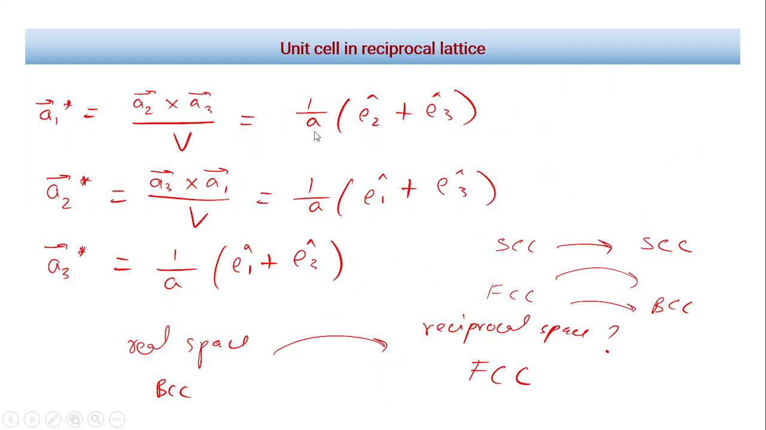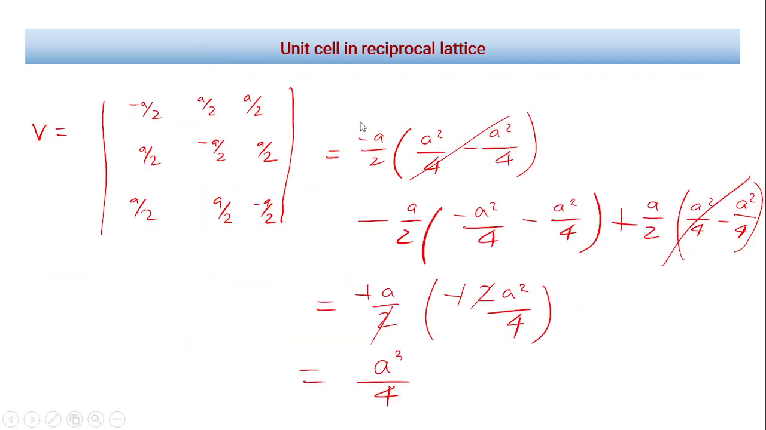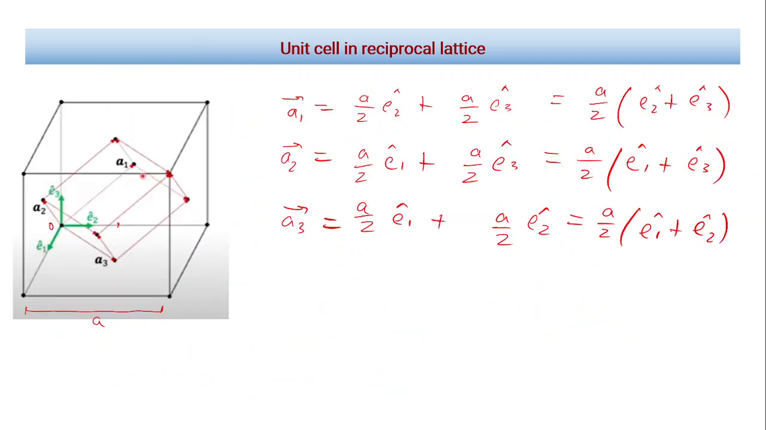And the magnitude is not that important. Anyway, it just tells the length. But the structure is what we are talking about. So we have something in magnitude, and then E2 plus E3, E1 plus E3, E1 plus E2. This is what we got. So it is same as what we got for FCC. So that's why we were saying that BCC primitive in real space changes to FCC in reciprocal space.